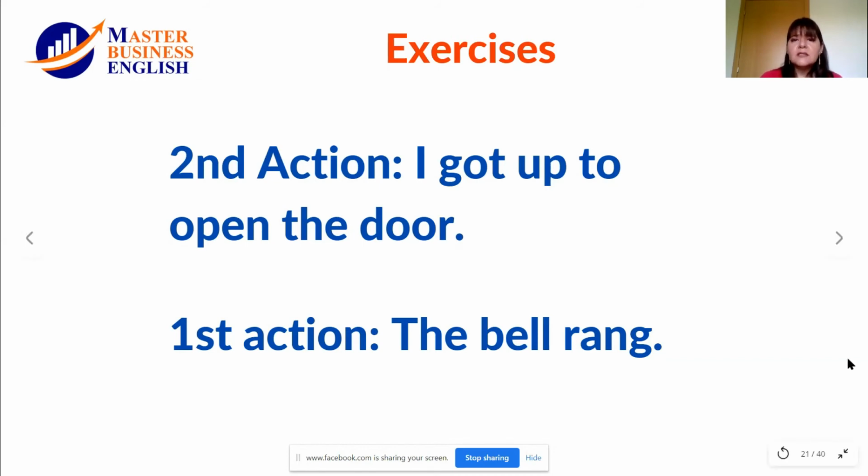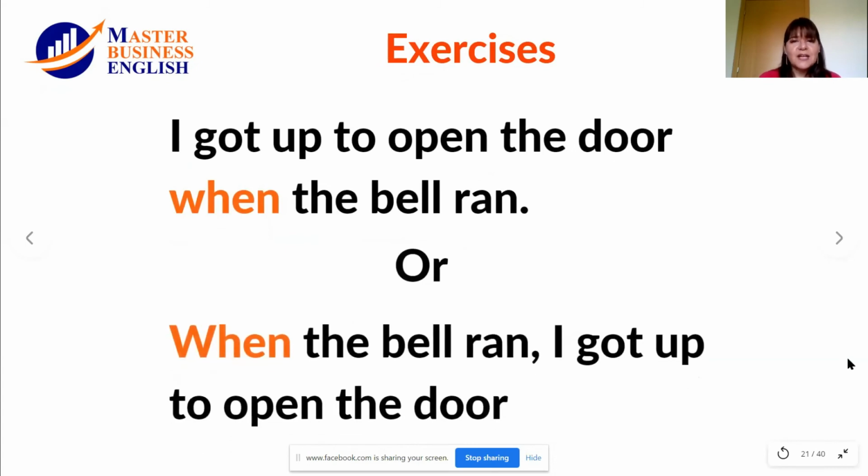So let's create our compound or long sentence. I got up to open the door when the bell rang. When the bell rang, I got up to open the door. The first action goes next to when, in the when clause. And the second action goes in the other part of the sentence. So remember, when goes at the beginning, we need a comma between the clauses. But when goes in the middle, there's no comma.